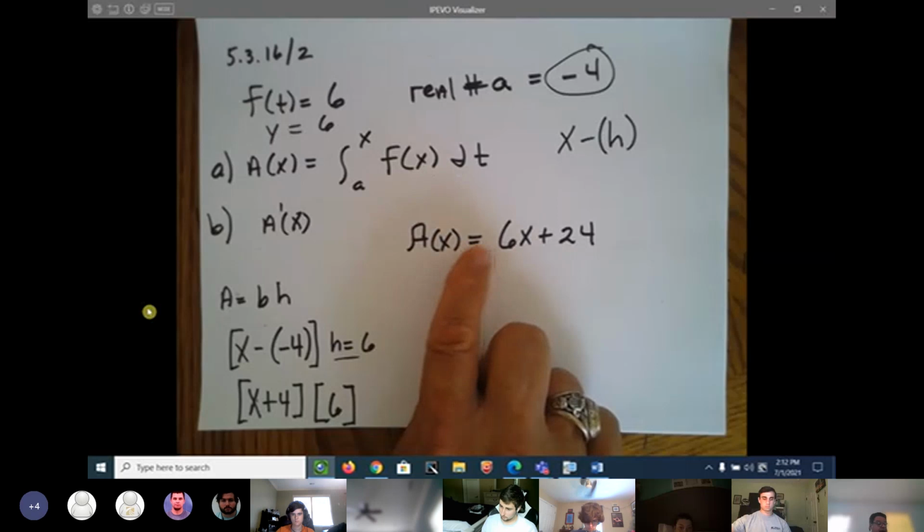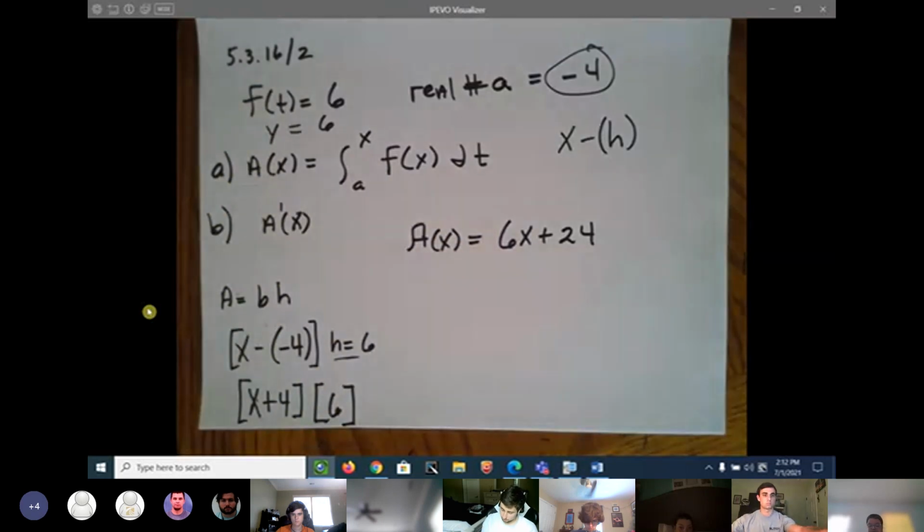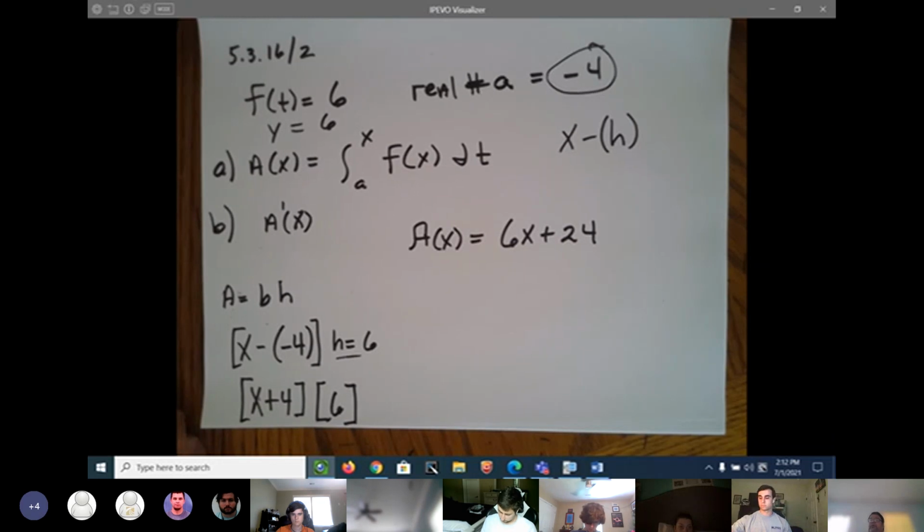Now there's two things you can find with this function. Go ahead and find the derivative and the antiderivative. Do that for me. Give you a minute.